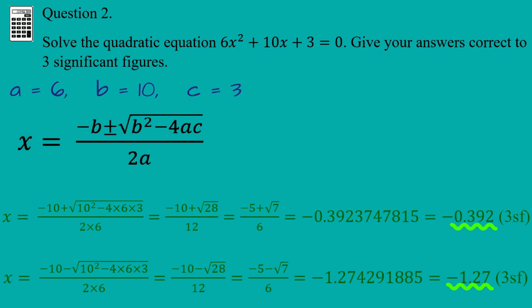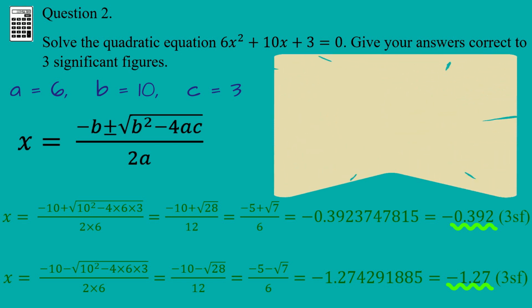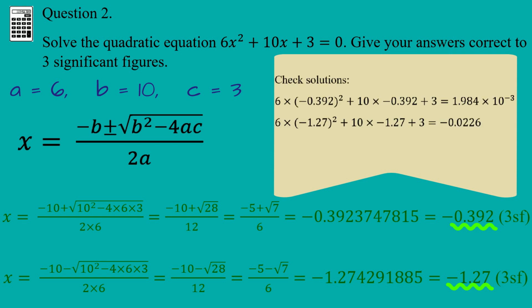Again, it is a good idea to check your solutions satisfy the original quadratic equation. When you substitute in each solution, you should get 1.984 times 10 to the power of minus 3 when x equals minus 0.392, and minus 0.0226 when x equals minus 1.27. As these numbers are very small and close to 0, our solutions are correct to 3 significant figures.